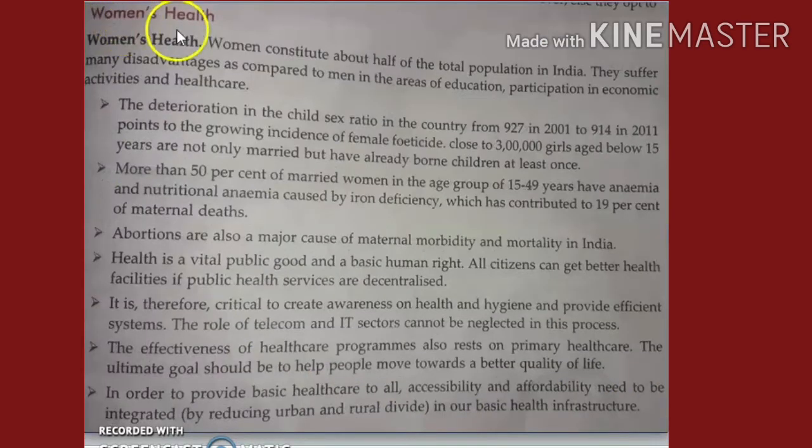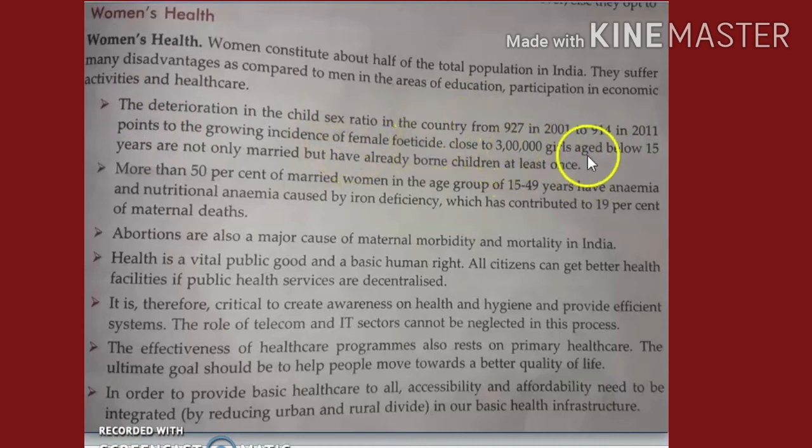Next is women's health. Women constitute about half of the total population in India. They suffer many disadvantages as compared to men in areas of education, participation in economic activities, and healthcare. The deterioration in the child sex ratio in the country from 927 in 2001 to 914 in 2011 points to a growing incidence of female foeticide.